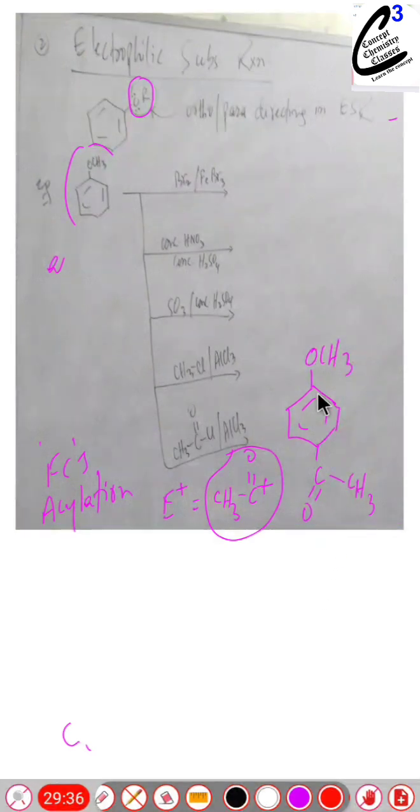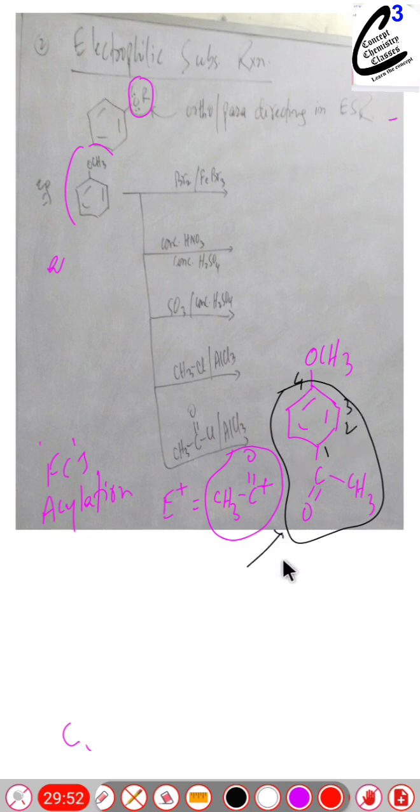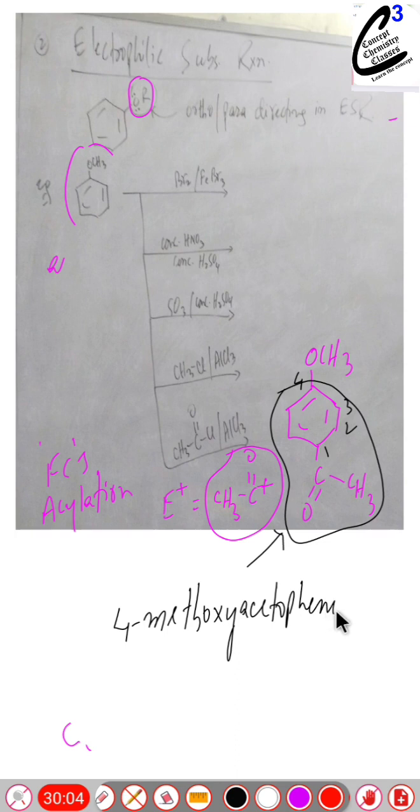The IUPAC name of this compound: this whole group is called acetophenone, and this carbon has to be numbered as 1, 2, 3, 4. So the IUPAC name of this compound is 4-methoxy acetophenone. These are some electrophilic substitution reactions of anisole, or ether, you can say.